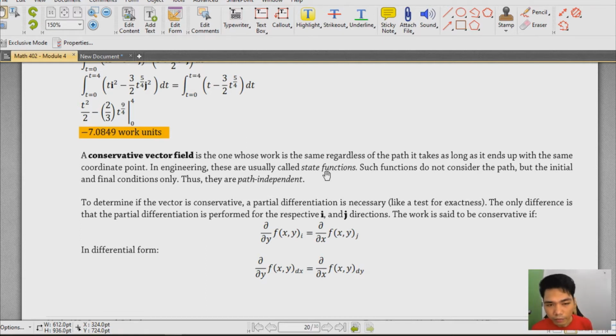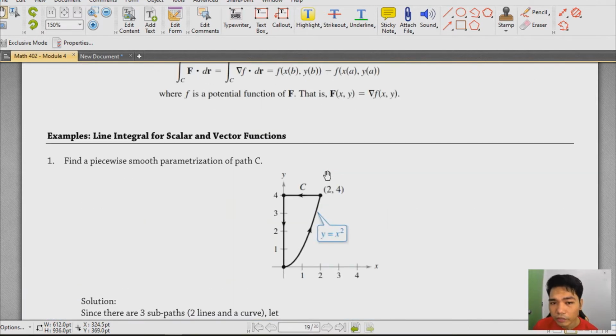While in the path functions, kinoconsider natin yung movement niya. So, technically, state functions are path independent because hindi natin kinoconsider yung path kung saan siya nagdaan. So, ano ba yung ibig sabihin ko? Let's go back to this example.